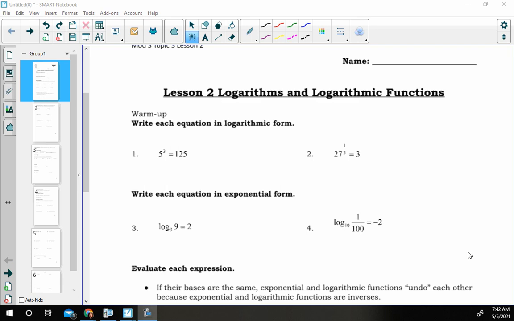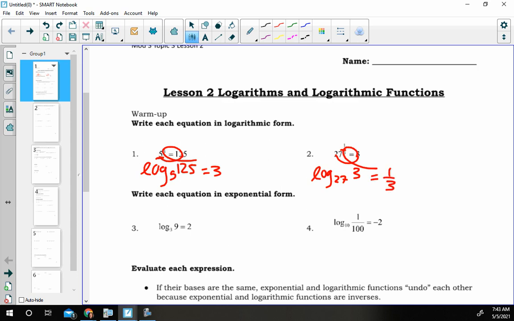All right, so if we're converting to log form, the base that holds up the exponent is the 5. I go grab that 125 to come back to the 3. Okay, this one, the base that's holding up the exponent is the 27. We do our flippy and grab the 3 and get it equal to that 1/3.